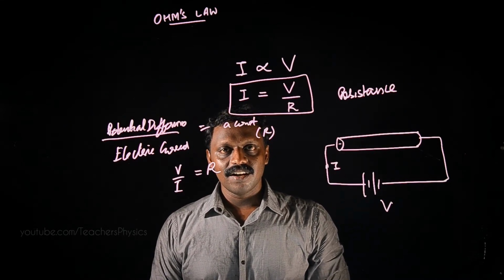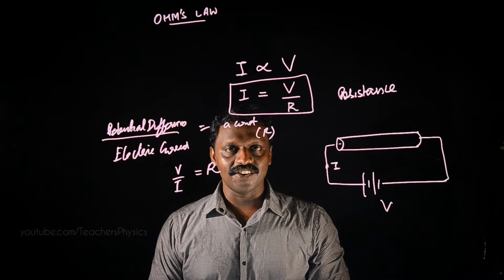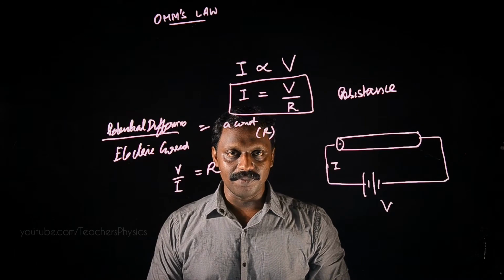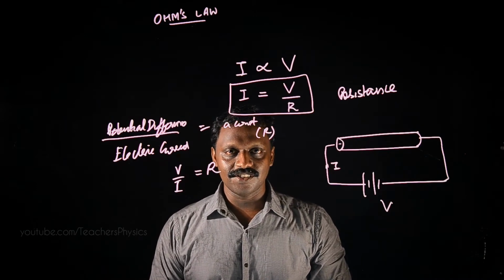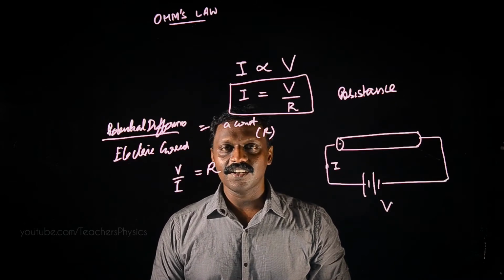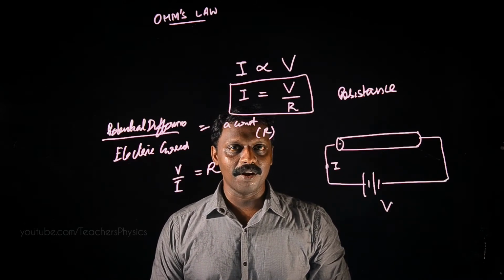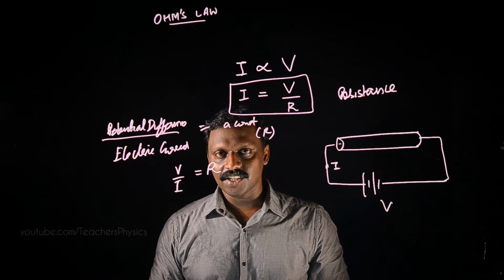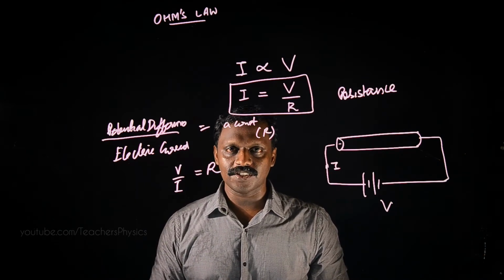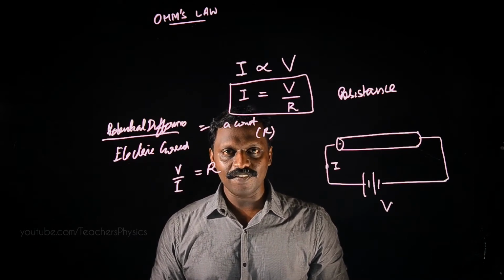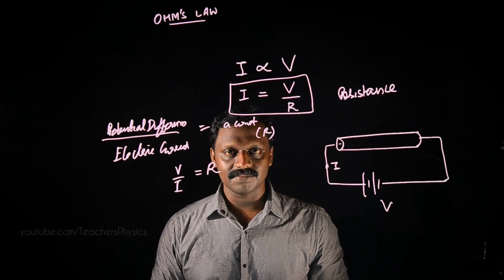And the electric current flowing through the conductor is inversely proportional to the resistance, which means that if resistance is doubled, current becomes half, and if the resistance is made half, the current becomes double. This implies that the electric current, which is the rate of flow of electric charge through a conductor, depends on the potential difference applied across it and the resistance of the conductor.